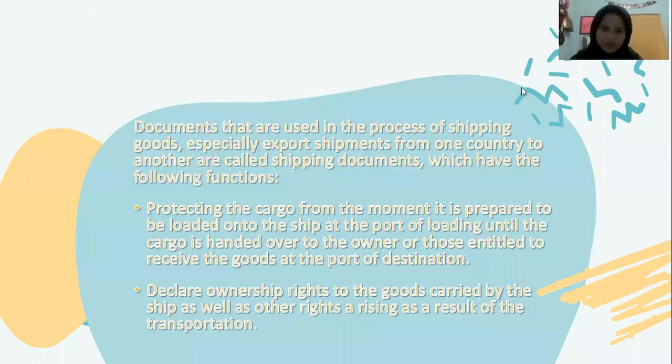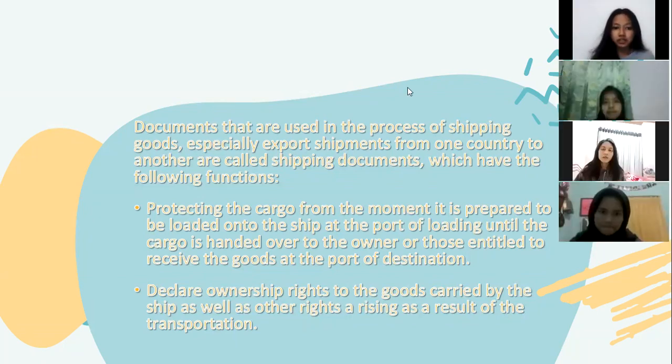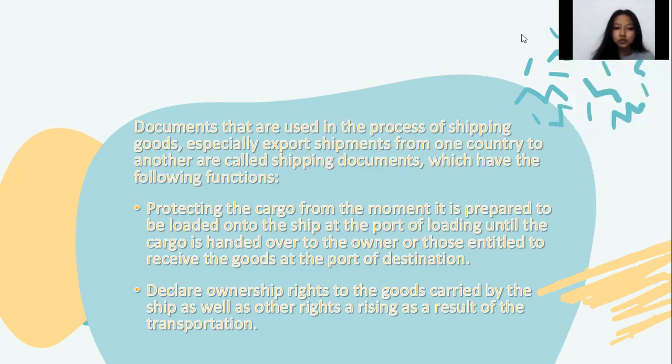Documents that are used in the process of shipping goods, especially export shipment from one country to another, are called shipping documents, which have the following functions. First function is for protecting the cargo from the moment it's prepared to be loaded onto the ship at the port of loading until the cargo is handed over to the owner or those entitled to receive the goods at the port of destination. The second function is to declare ownership rights to the goods carried by the ship as well as other rights arising as a result of the transportation.